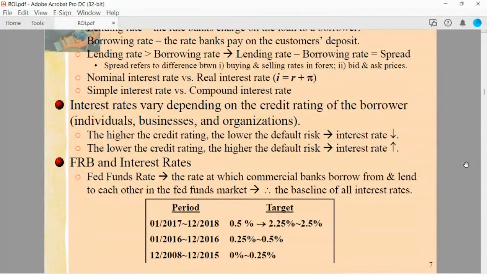And we all understand that if you are borrowing, your rate depends on your credit score, right? And the higher the credit score, the lower the default risk. So your interest rate will go down, right? Because you're low risk, all the lenders welcome you.